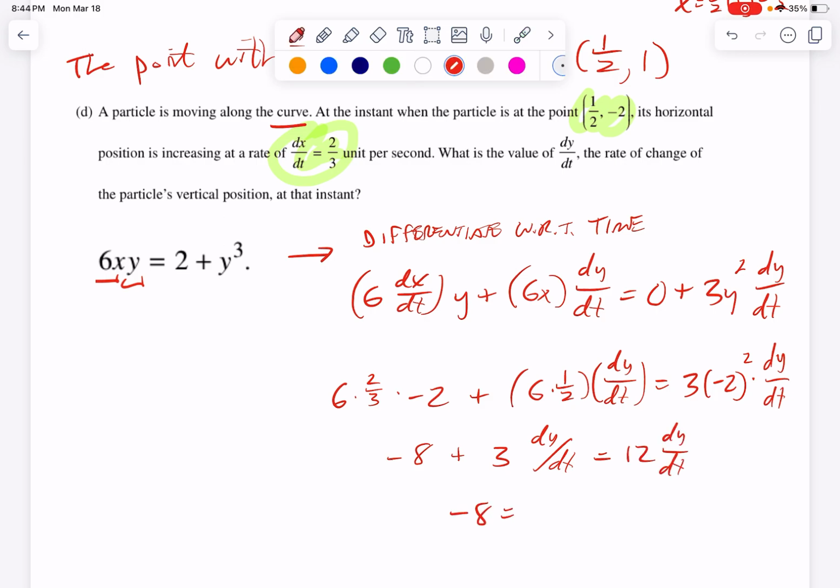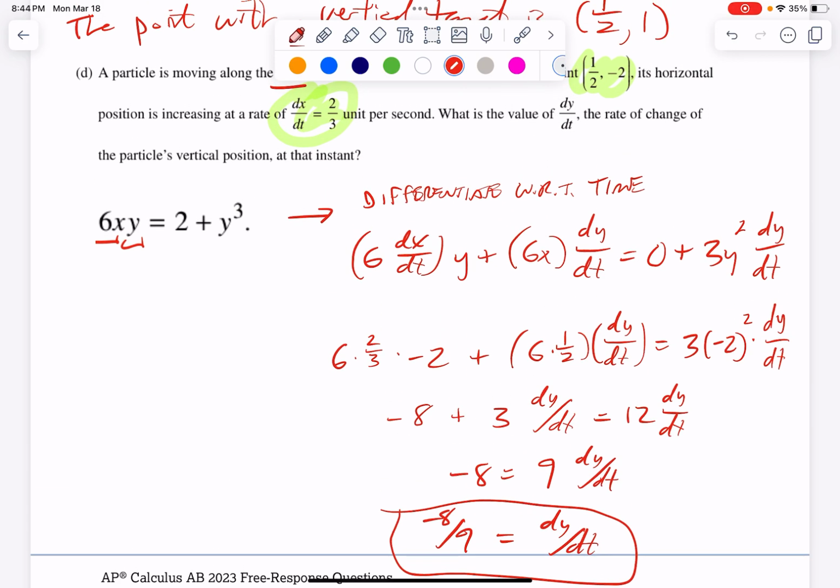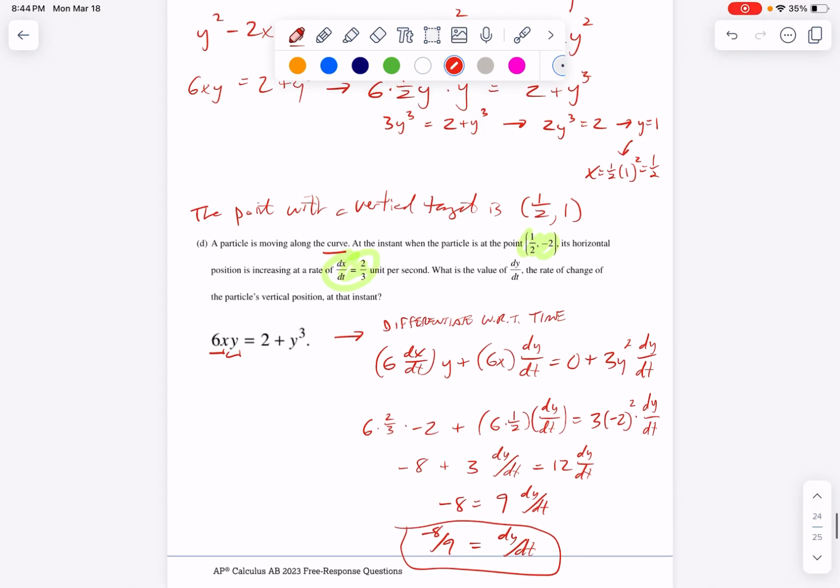So we can group the like terms. We would have 9 dy dt. And so dy dt is equal to negative 8 over 9. And there we go. That's the end of the free response.